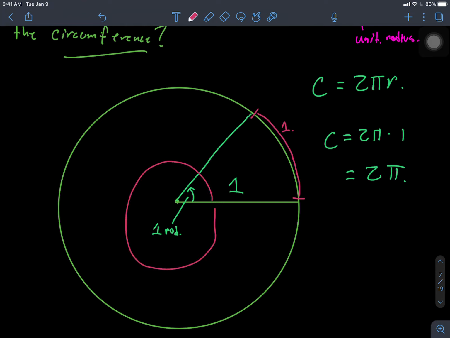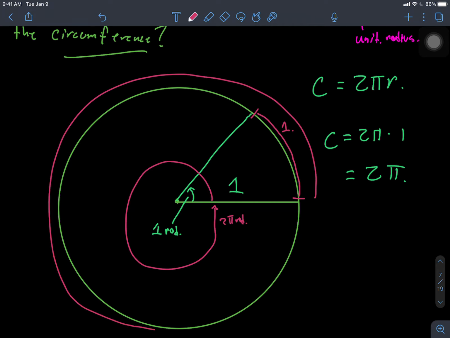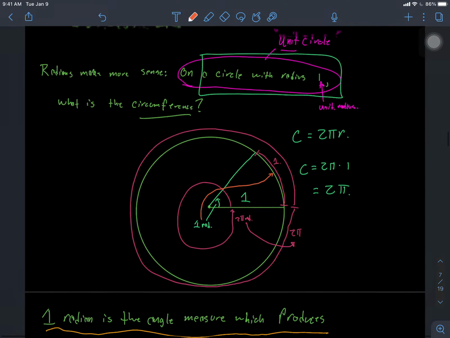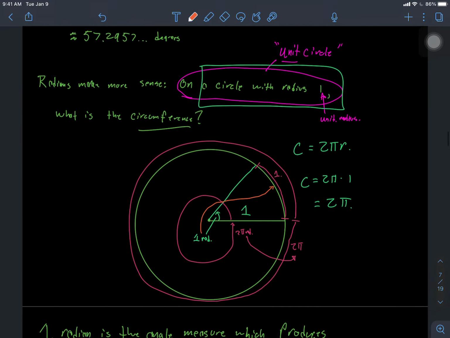So this is how we define radians, and it's smart in the sense that if we consider 2 pi radians, then the arc length would be the entire circumference of this circle, which we know to be 2 pi. So 2 pi radians gives us an arc length of 2 pi. 1 radian gives us an arc length of 1. This is the way that radians were defined, and it's sort of convenient in that way.